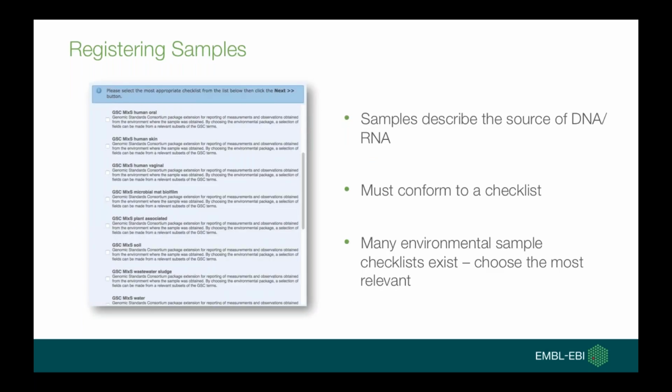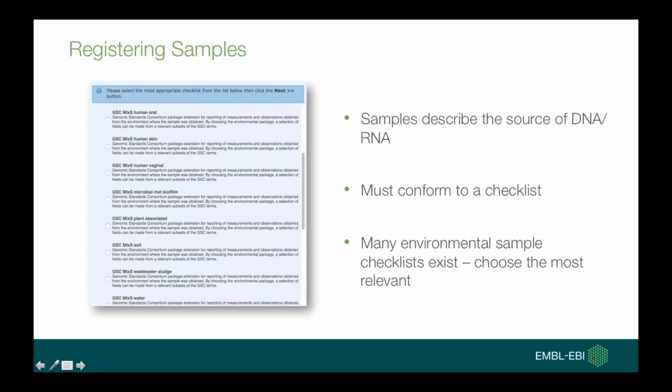So having registered a study, you next want to register a sample. Remember I said these describe the source of the DNA or RNA that you are using in your study. And samples have to conform to a checklist. So you can see I've listed a few of these down here. We have a human oral, human skin, human vaginal, microbial mat, plant-associated, soil, wastewater, and there are many more.